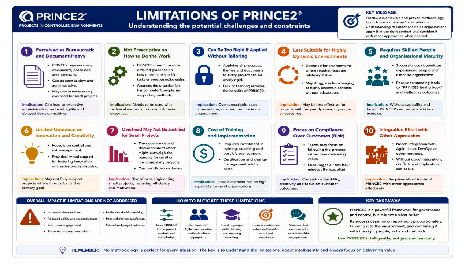The 10th limitation is the integration effort required with other approaches. Modern organizations rarely use PRINCE2 completely alone. Instead, they often combine it with Agile, Lean, DevOps, Scrum, ITIL, or engineering frameworks. Blending these approaches successfully requires careful planning and strong leadership to avoid duplication, confusion, or conflicting processes.